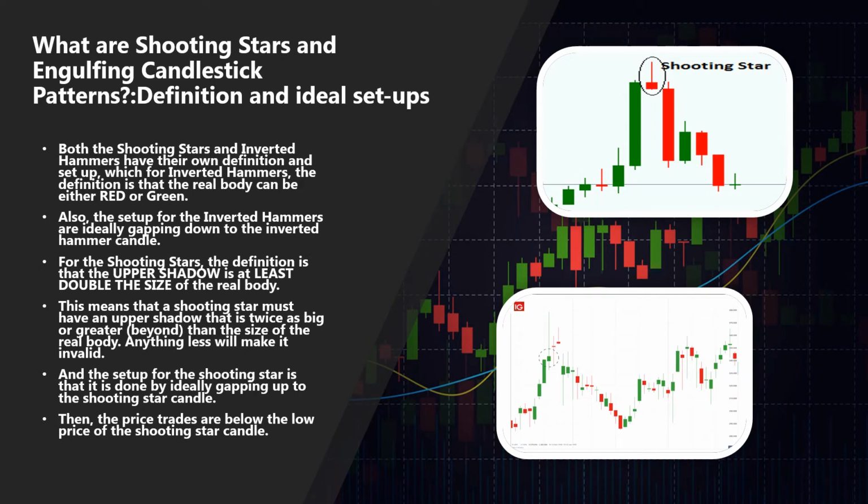Both the shooting stars and inverted hammers have their own definition and setups. Inverted hammer definition: real body can be either red or green. Inverted hammer setups: ideally gapping down to the inverted hammer candle. Shooting star definition: the upper shadow is at least 2 times the size of the real body. Setup: uptrend, ideally gapping up to the shooting star candle. Price trades below the low of the shooting star candle.